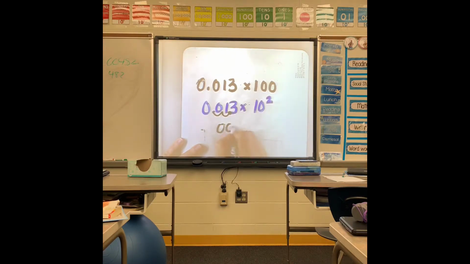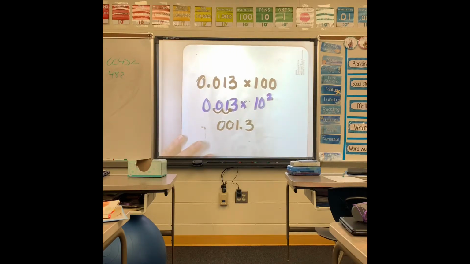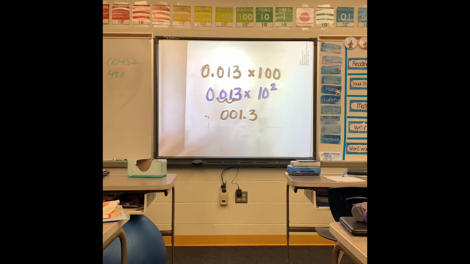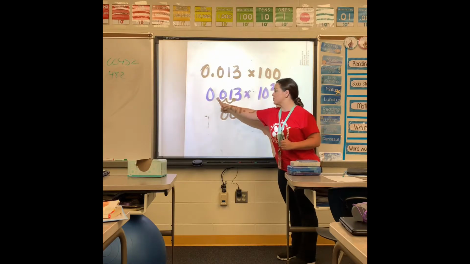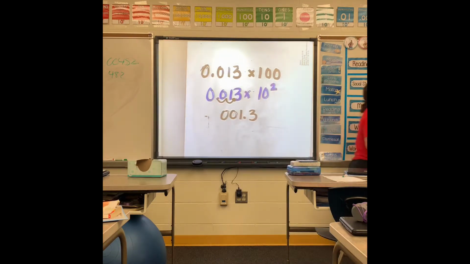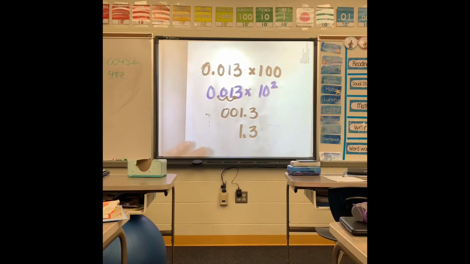So now I have 0, 0, 1.3. Or you can, I always suggest double check. Okay, so I need to go back to 1, 2, and yep, that's where it originally was. However, we don't necessarily have to leave the zeros in front. This is the same thing as 1.3.